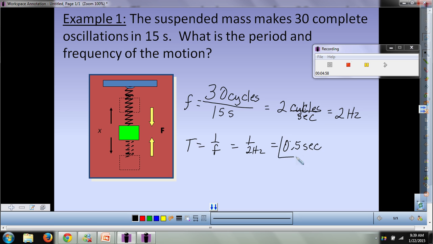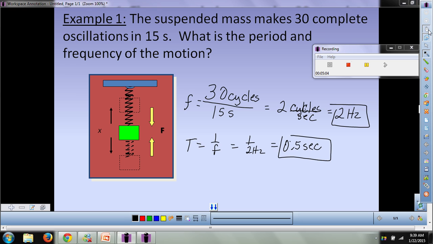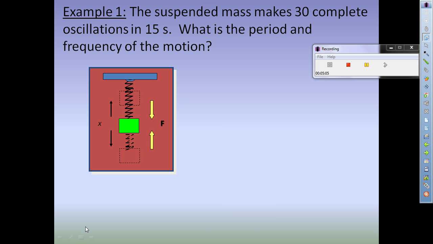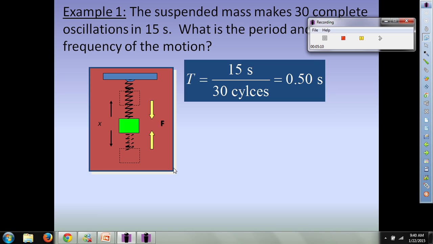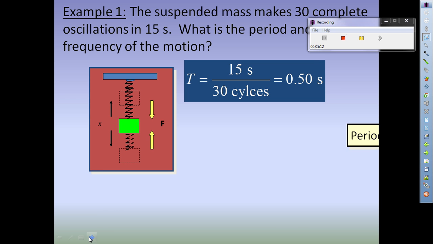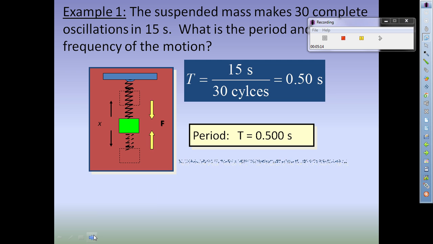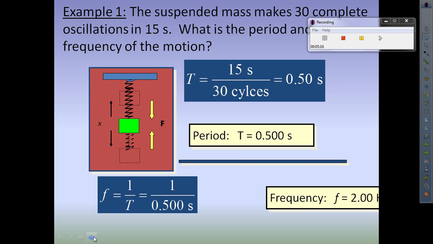Okay? All right, well, let's see if the PowerPoint agrees with us. So if we go over here and continue our PowerPoint, there is our period. It agrees. And there is our frequency. So life is good. Not a big deal. Have someone pause if you need to have a little more time.